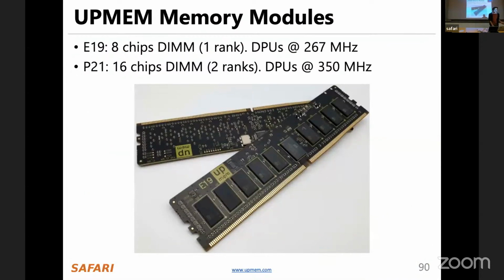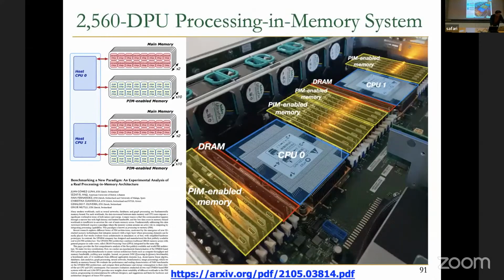Near each bank we have one of these small processors. You cannot see anything in this picture except the DIMM itself. You have to believe that inside each of these chips there are 8 memory banks and also 8 processors, or 8 of these DPUs, and here you have some sample frequencies at which these DPUs run. As you see, not as fast as a CPU or a GPU, but it's still pretty capable.